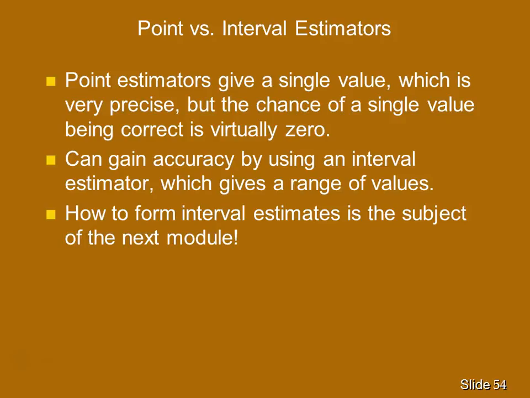You can gain more accuracy by, instead of giving one value as an estimate, giving a range of values. For example, instead of saying, I estimate that 54% of the people will vote for this candidate, I could give some kind of a range with some margin of error to it. I could say I estimate that between 52 and 56% of the population will vote for this candidate. Now, those are going to be called interval estimators, and they are going to be the subject of the next module.